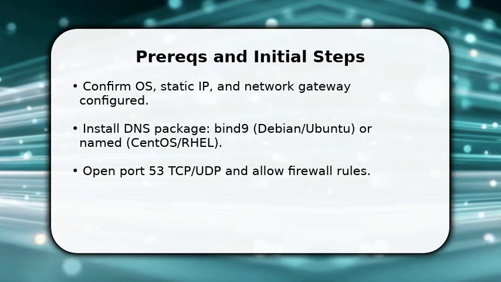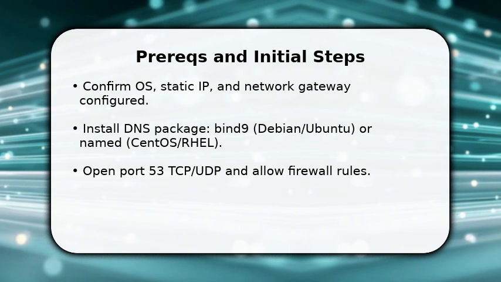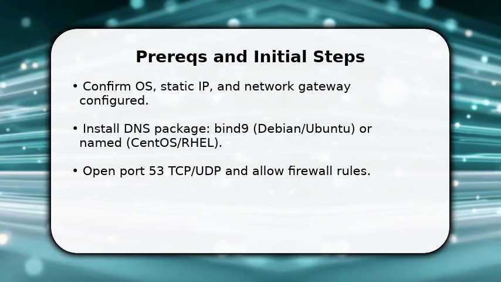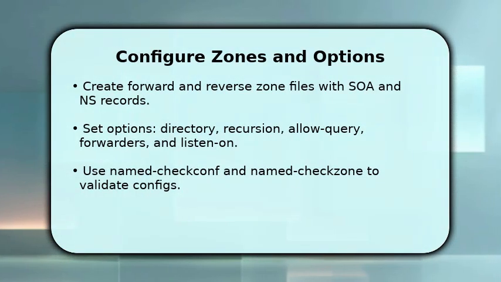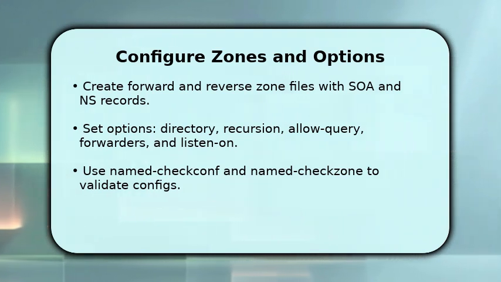After installation, check the binary and service status so you know the server is ready for configuration. Next, edit the main config to declare forward and reverse zones and place SOA, NS, A, and PTR records in respective files. This maps names to addresses and back.